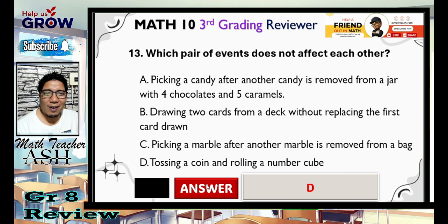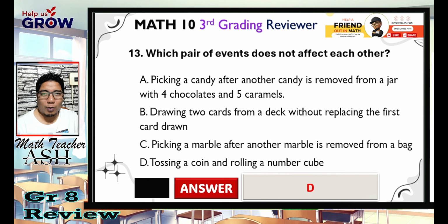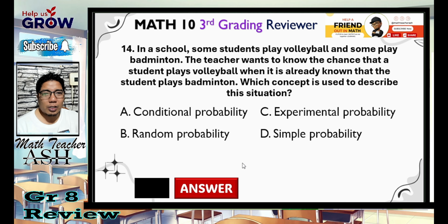Easy, right? Now, let us go to question number 14. In a school, some students play volleyball and some play badminton. The teacher wants to know the chance that a student plays volleyball when it is already known that the student plays badminton. Which concept is used to describe this situation? Is it A, conditional probability, B, random probability, C, experimental probability, or D, simple probability? I'll give you 5 seconds to think about your answer.